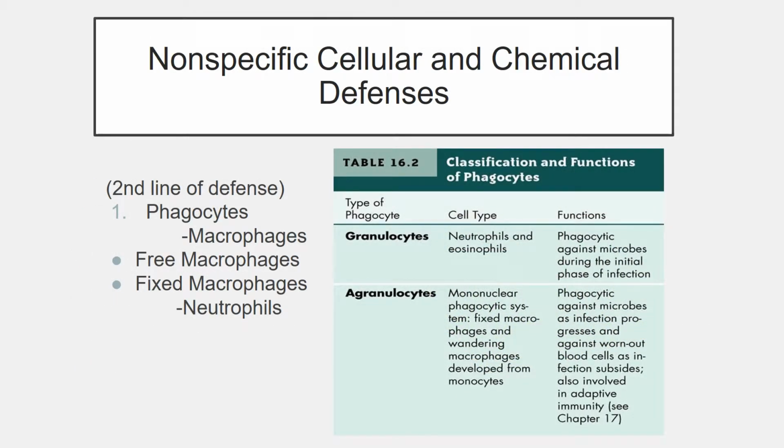The next line of defense is your second line of defense, or the nonspecific cellular and chemical defenses. These are phagocytes, which do phagocytosis or cell eating. One type of phagocyte is a macrophage, which attacks at the site of chronic infection. There are free macrophages which wander throughout the body, including dust cells in the lungs, and fixed macrophages, like Kupffer cells in the liver, and microglial cells in the brain. There are also neutrophils, which do phagocytosis at the site of acute infection.